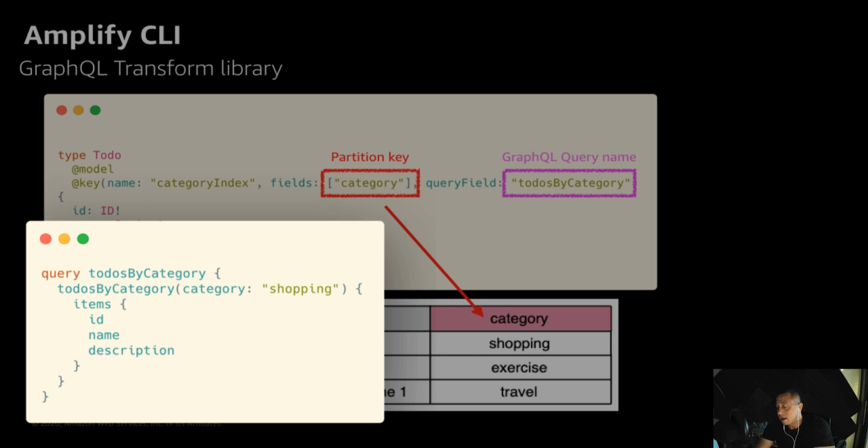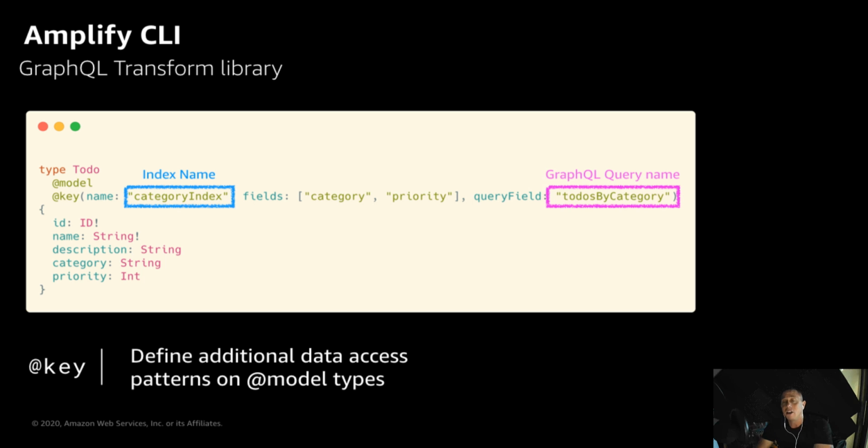Now this is powerful, but what's actually more powerful is when we're able to use a combination of this partition key along with the sort key. So let's take a look at that. This is the same to-do type, and we've added one new field. We've added the priority field. We've also added two fields to that fields array in the AtKey. So when we see that we have the AtKey of name, category index, but we now have two fields. We have the category field as the first item, and then the priority field as the second item. And as you see, those actually still map to two different fields in our actual GraphQL type.